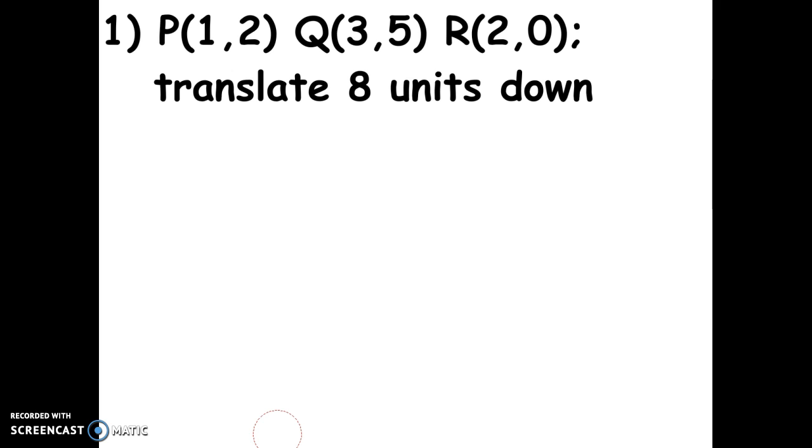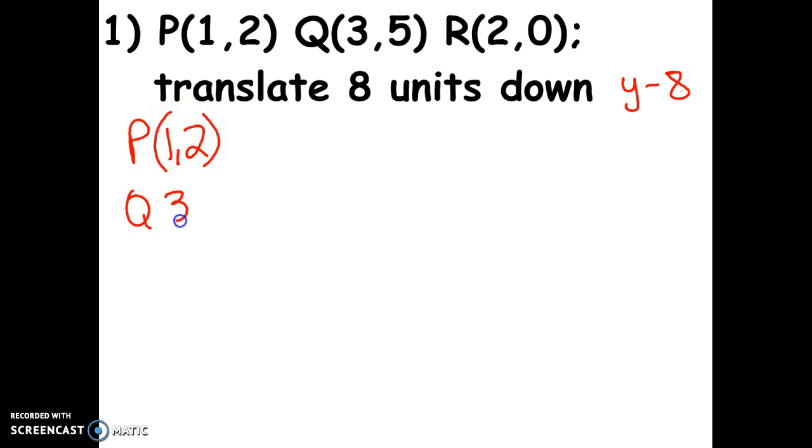Okay, so we know that we're translating 8 units down. Up and down is the y-axis. So we know down is negative, so there's going to be y minus 8. We can go ahead and follow the same steps that were followed in the previous video. So we're first going to write down our ordered pairs.